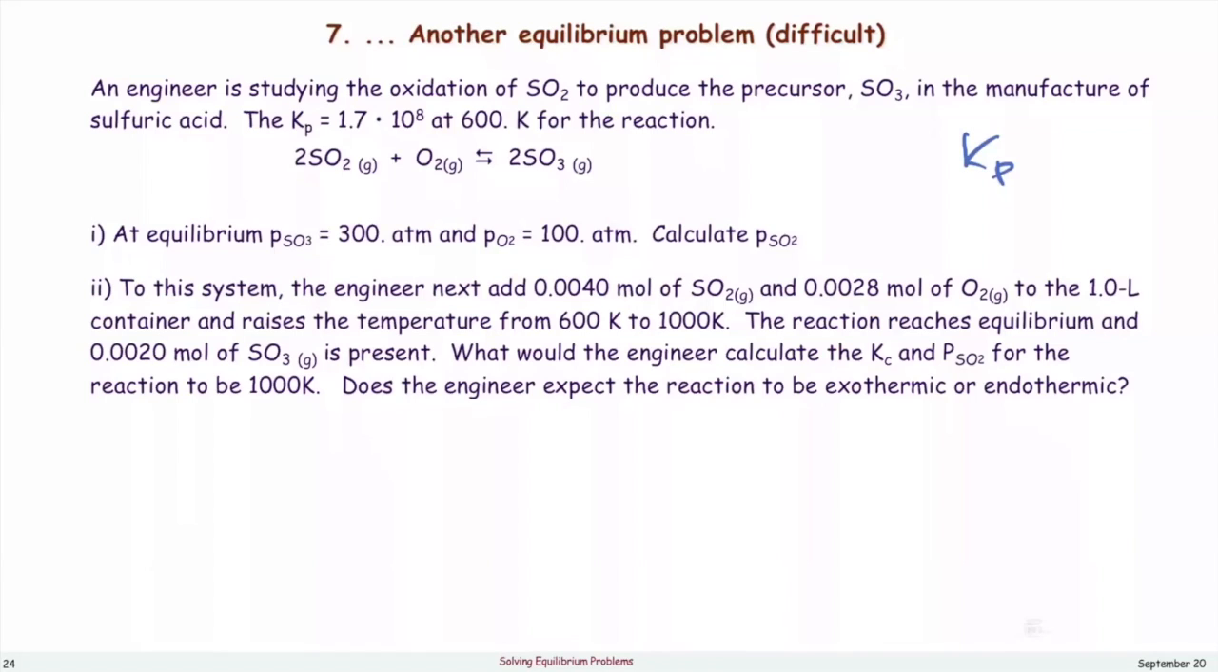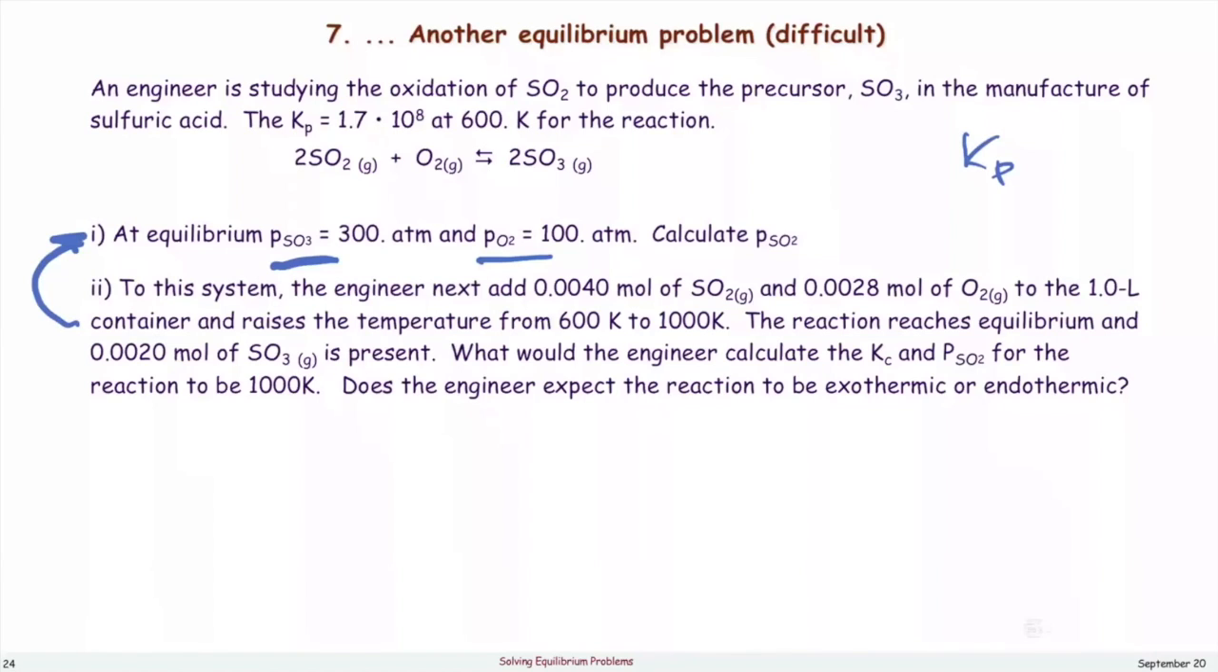The reaction is the following. At equilibrium, so we allow it to go to equilibrium at 600 Kelvin. These are the partial pressures. Calculate PSO2. That part's easy. You just set up the mass action expression and you solve for the partial pressure of SO2. The next problem is to this system. This is now referring to this. It's at equilibrium. To this system, you add an additional 0.004 moles of SO2. So you take the equilibrium concentrations and you make the SO2 higher by 0.004 moles.